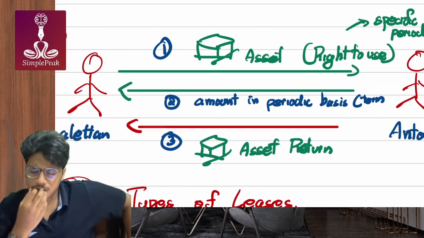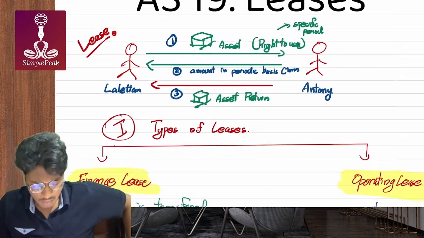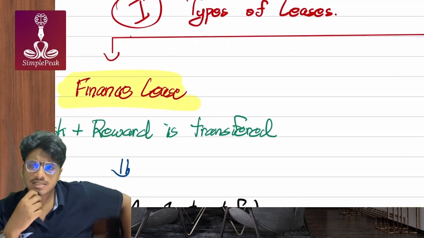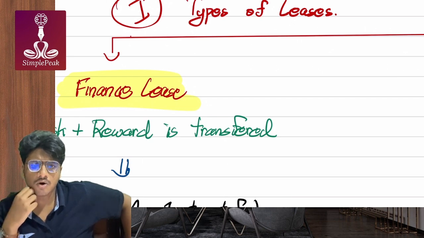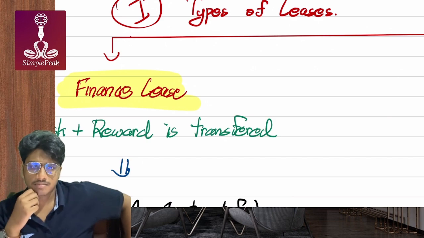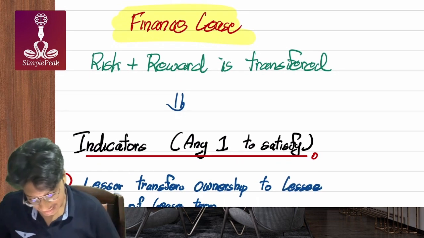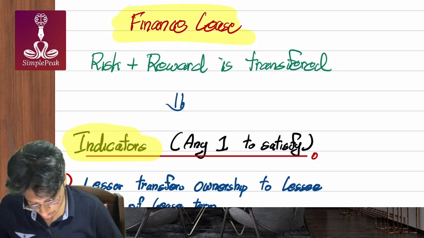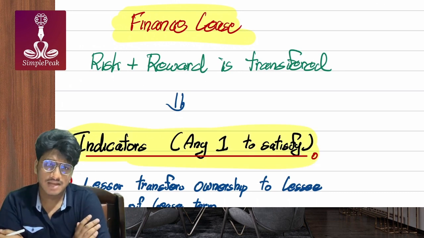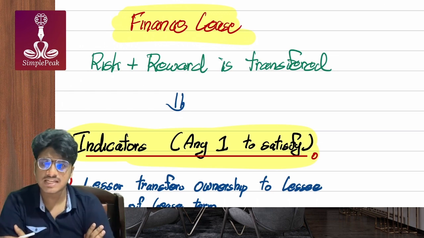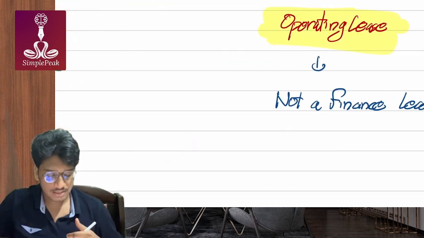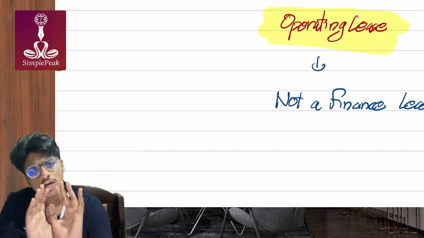Now the next question arises: how would you identify a finance lease and an operating lease if a question comes or a transaction happens? There are indicators. If any one of those indicators is satisfied, I repeat, any one of them, it is a finance lease. Else, it is an operating lease. That's it. You only need to remember that.